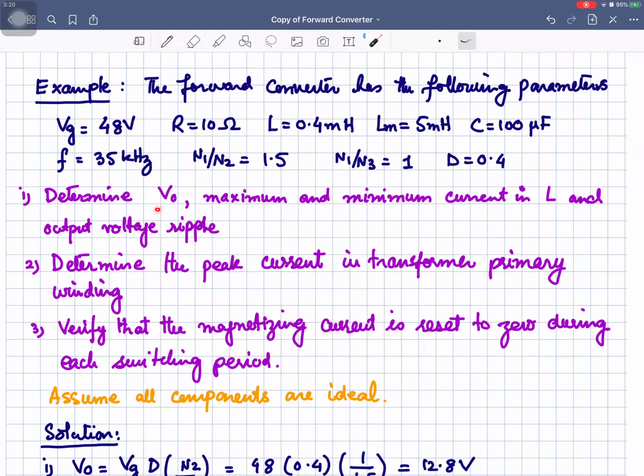So, we need to determine the output voltage, maximum and minimum current in the inductor and the output voltage ripple, and then we need to determine the peak current in the transformer primary winding, and we will be verifying that the magnetizing current is reset to 0 or not with these parameters at the start of each switching period, and we will assume that all components are ideal.